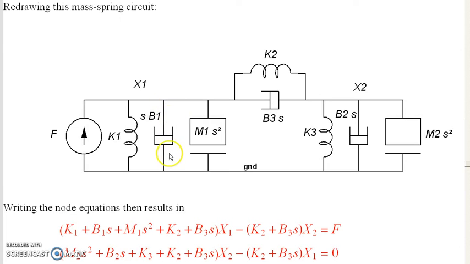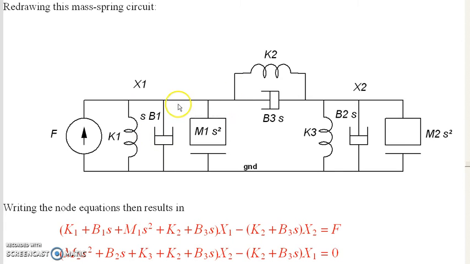Between node 1 and ground was friction. Between node 1 and ground was a spring. There was a force acting on node 1. Between nodes 1 and 2 was the friction and spring. Between node 2 and ground was the spring and friction and a mass. I can now write the node equations, noting that these are admittances rather than resistances.